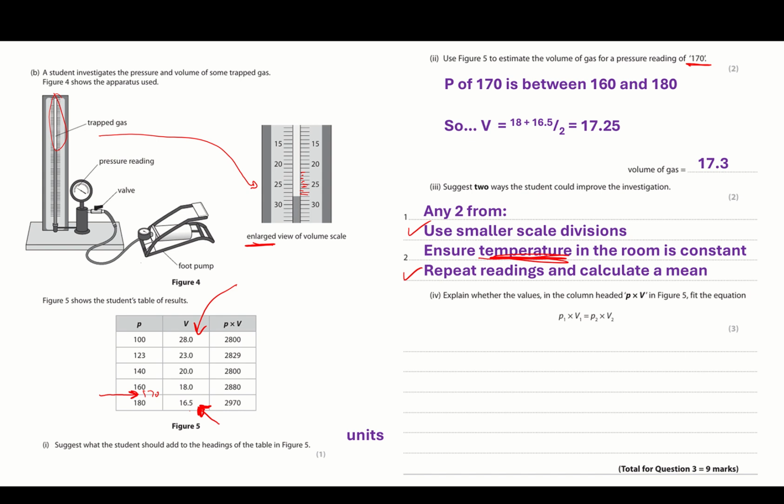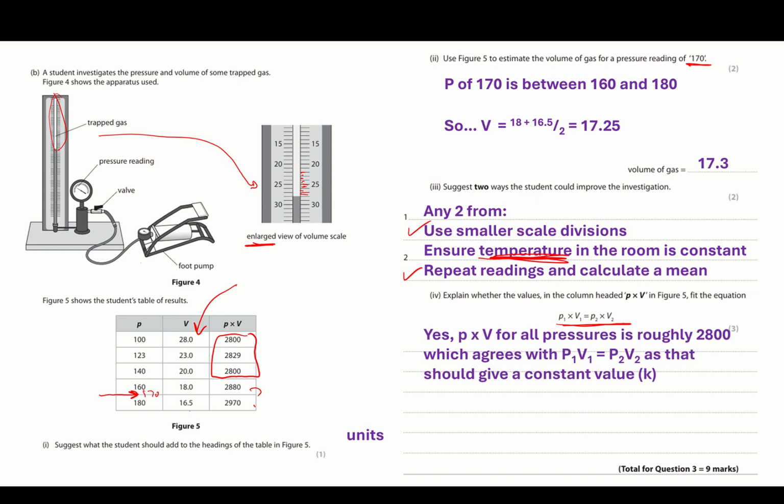It says explain whether the values in the column fit the equation P1 times V1 equals P2 times V2. Now the reality is for this, you could say yes and give your reason why, or you could say no and give your reasons why. And all we've got to do is just check, are these roughly the same? And I could make the argument, yeah, they are all roughly the same. Certainly at the start here, 2,800, 2,829. But we can see it goes a little bit ropey over there.